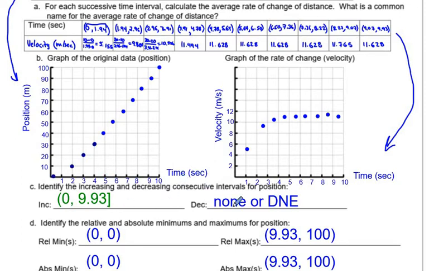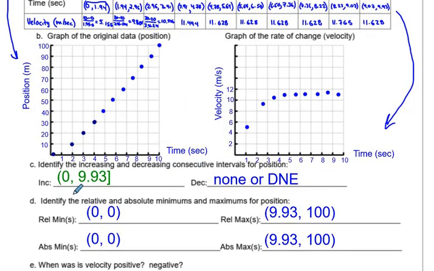Okay, so where is he decreasing? None, or does not exist. The AP and standardized testing do allow DNE for does not exist. You can't say nowhere or nothing. So none or does not exist. He's never decreasing his position. So identify the relative and absolute minimums for his position. Again, we're still talking about this graph. So his smallest position was at the very beginning, he was at 0 meters, and at the very end, he was at 100.